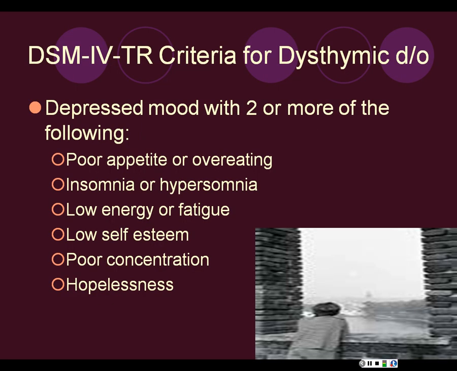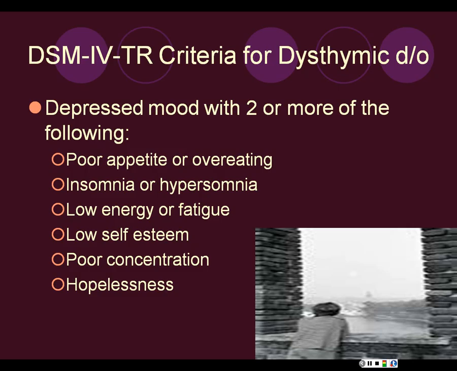Dysthymic disorder. That was the second category of mood disorders. Dysthymic disorder is a depressed mood with 2 or more of the following on the slide. They used to classify it by onset, whether it was before the age of 21 or after the age of 21. You don't see that so much anymore. It was early onset when the symptoms of dysthymic disorder began before 21, and late onset when it started after 21.